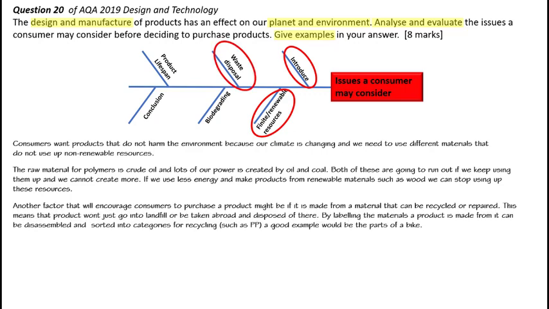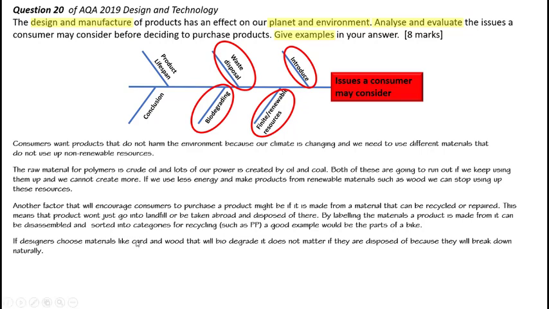Then I'm going into waste disposal. It's made from a material that can be recycled or repaired. This means that the product won't just go into landfill or be taken abroad and disposed of there. By labelling the materials the product is made from, it can be disassembled and sorted into categories for recycling, such as polypropylene. So increasingly, we're expected to see on the package what the material is that it's made from, so that when it gets sorted, polypropylene goes with polypropylene, mild steel goes with mild steel, so we know how to recycle it the most effectively possible. And again, I'm giving an example because that's what the exam board wants. So I'm saying parts of a bike. We all maintain and keep our bikes going, so it doesn't go into landfill.